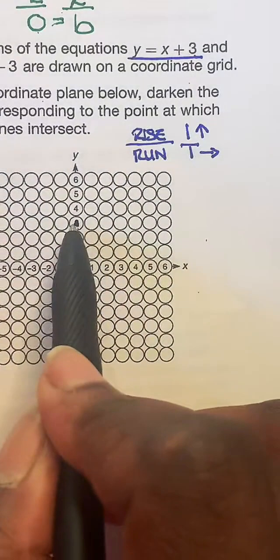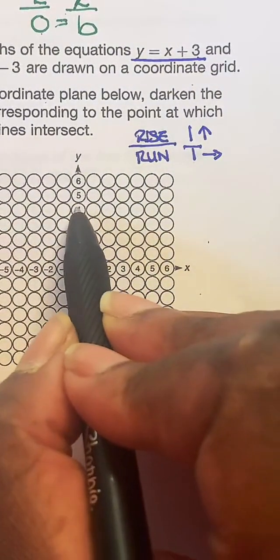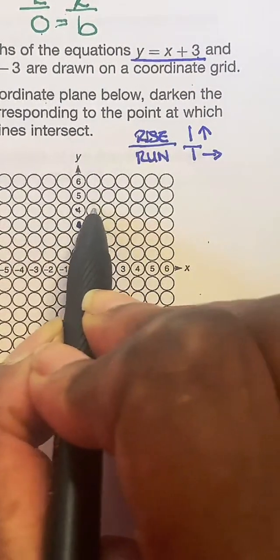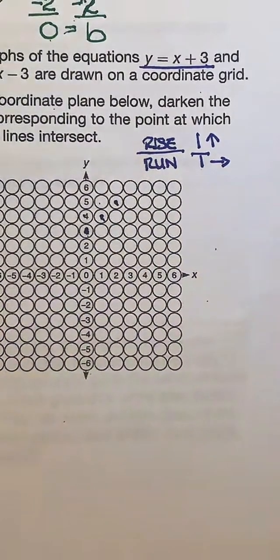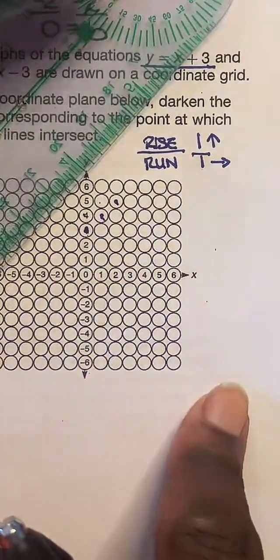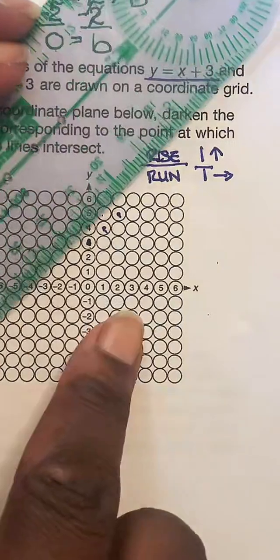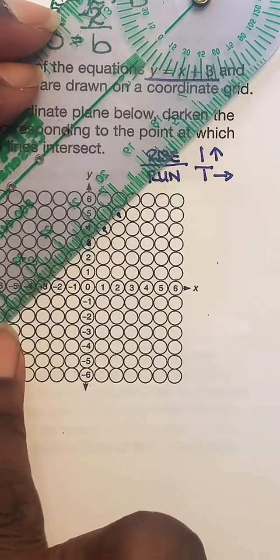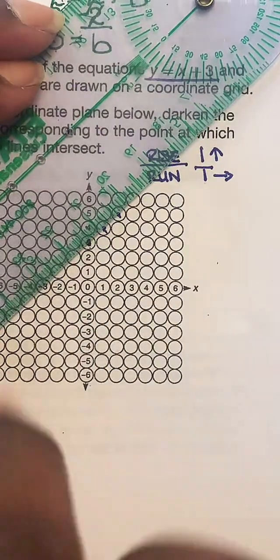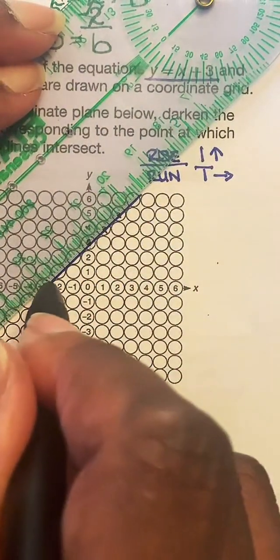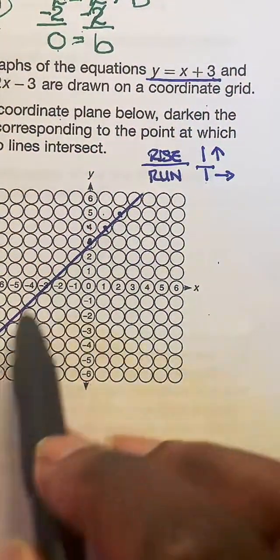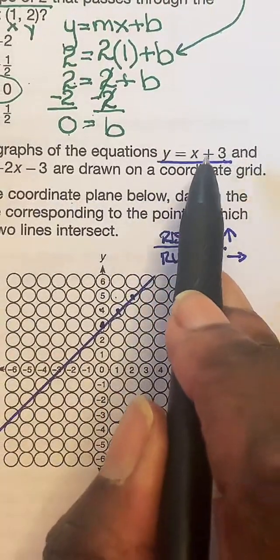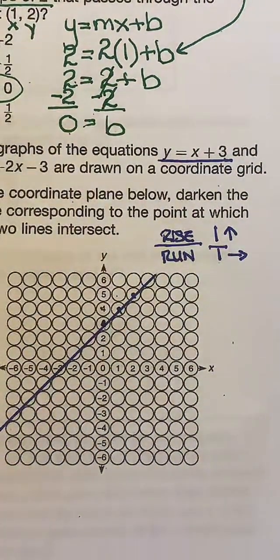So from this point, I'm going to go up 1, over to the right 1, put a point. I'm going to go up 1, over to the right 1, put a point. And I'm going to draw a line, it will look like this. Okay, so this is the graph of that first equation.